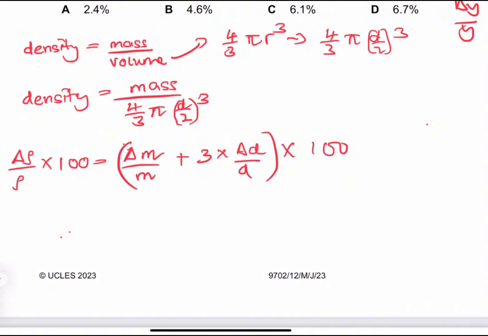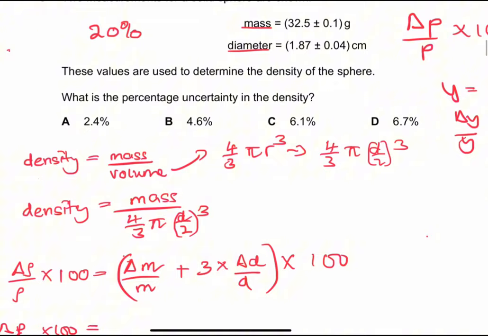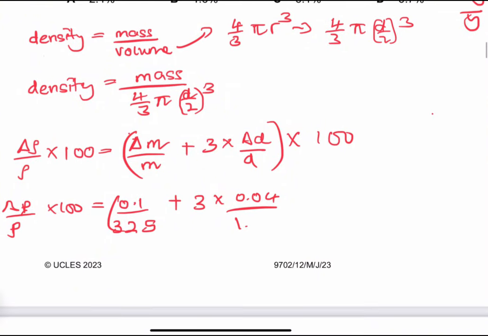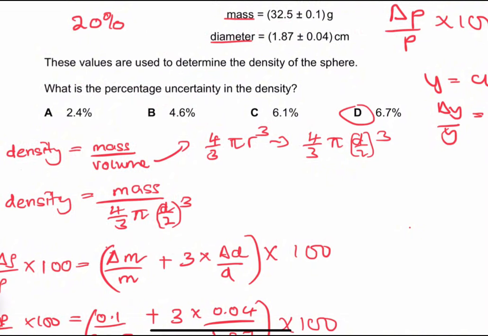So basically, that should give you the uncertainty. Delta rho over rho times 100 should be equal to, what is your uncertainty in mass? It's 0.1 over 32.5, plus 3 times 0.04 over 1.87, the diameter, all of that multiplied by 100. That gives you an answer of 6.7%. So basically, that is how you find the percentage uncertainty.